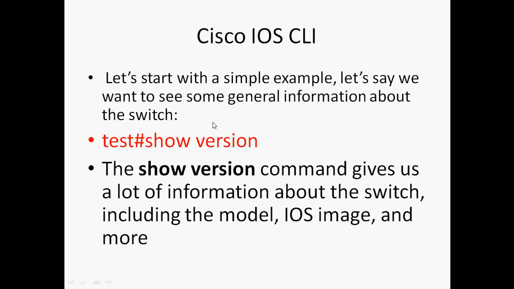So let's start with a simple example. Let's say we want to see some general information about this switch. I have to give, in privilege mode, show version. The show version command gives us a lot of information about this switch: model, IOS image and more.